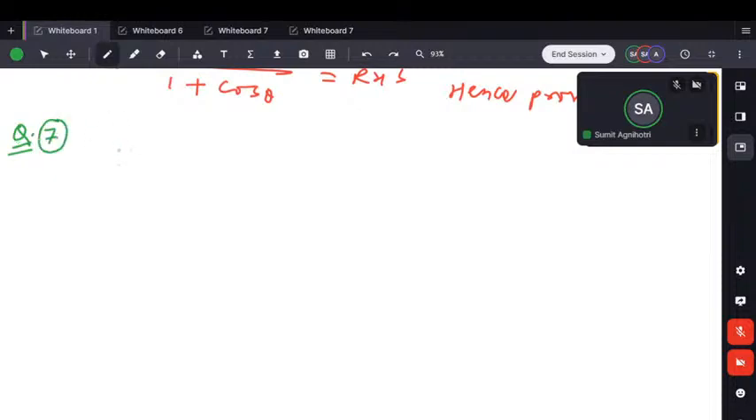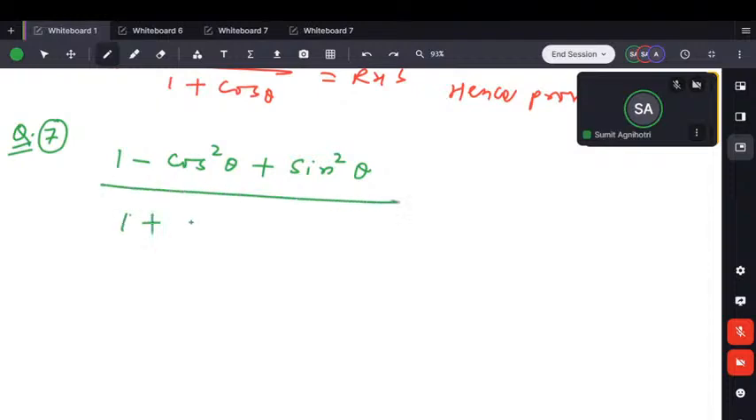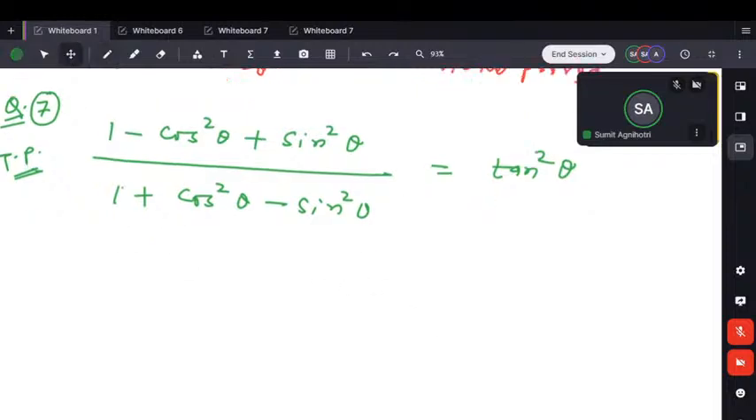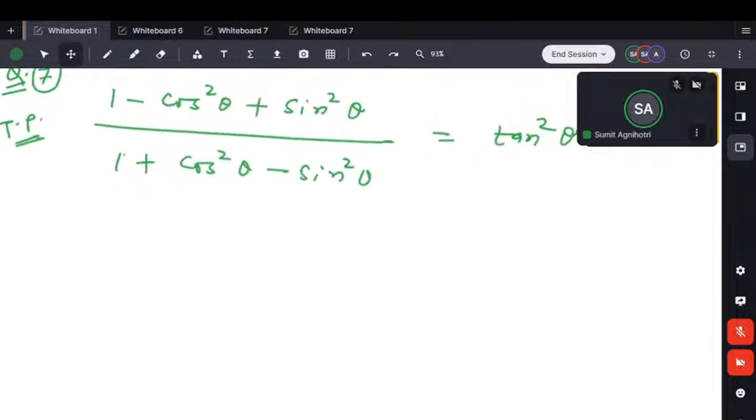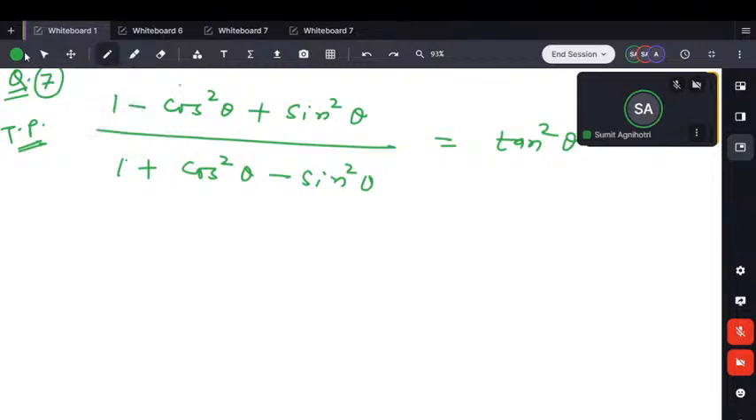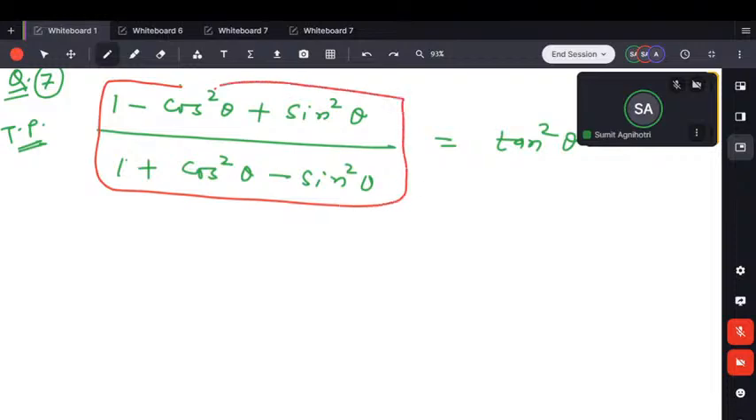There are 10 questions here. 7th one is 1 minus cos square theta plus sine square theta over 1 plus cos square theta minus sine square theta, and we want tan square theta here. It is what we want to prove. Let's try to answer this. First step is we will consider LHS. I am writing this step here, and I am considering this LHS.